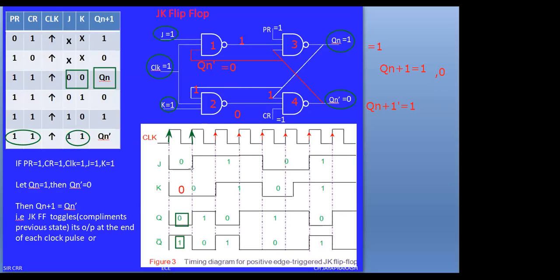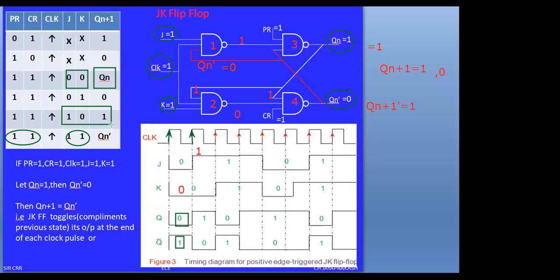the value of J and K is 0 0. Check the value of J and K. At this instant of time, the value of J is modified from 0 to 1 and K is 0. J is 1, K is 0. Check the condition in the functional table.